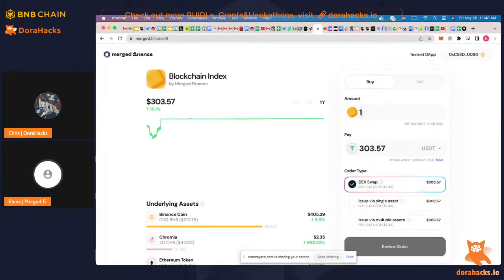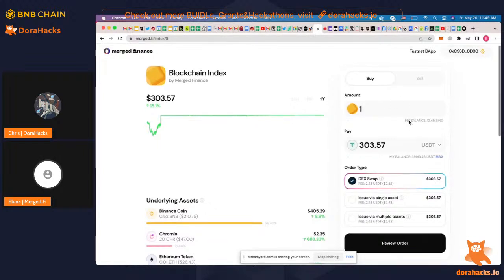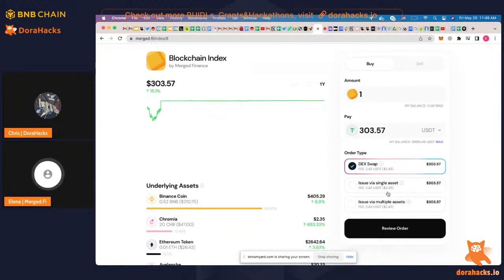And we improved the way of buying and selling the index. So now the flow is similar to a DEX swap. Here, if the user wants to buy the index, there are three ways. First is DEX swap. When we have a secondary market for this particular index, they can just buy it there from our application. If it is Binance Smart Chain, it will be PancakeSwap. If it is Polygon or Ethereum, it will be Uniswap, etc.